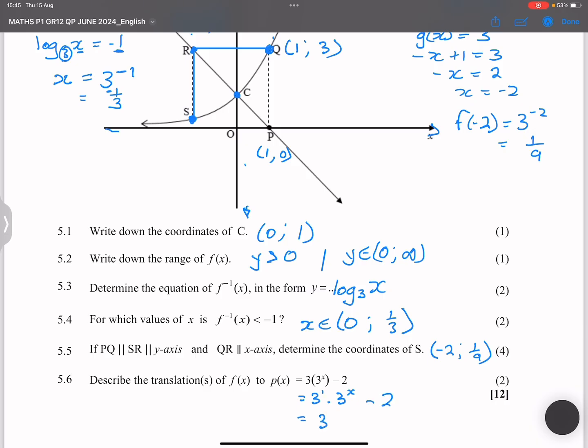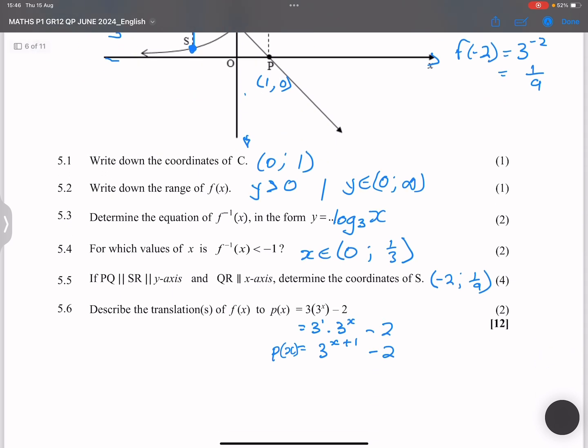So this would be 3 exponent x plus 1 minus 2. Now this is the graph of p of x. So remember, what have we done to the graph of f? The graph of f was just simply 3 to the exponent x. So we would have shifted the graph. Okay, so we shifted 1 unit.